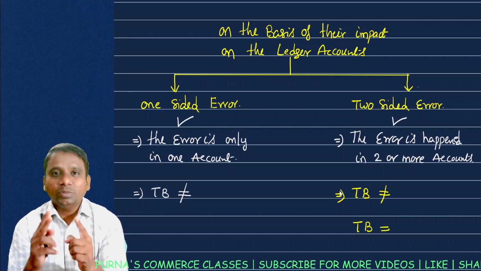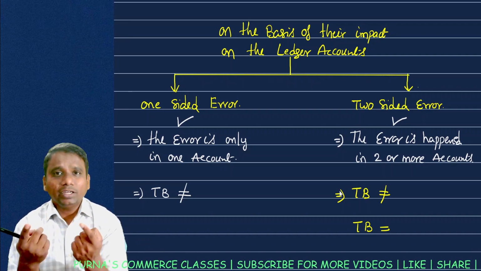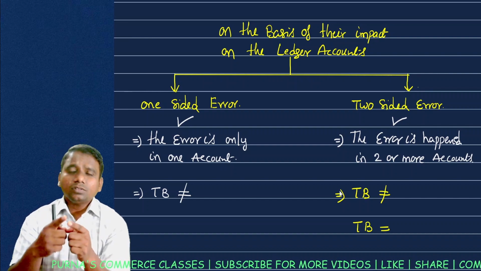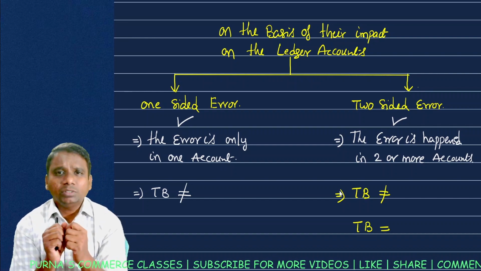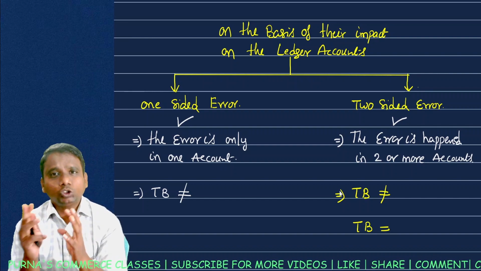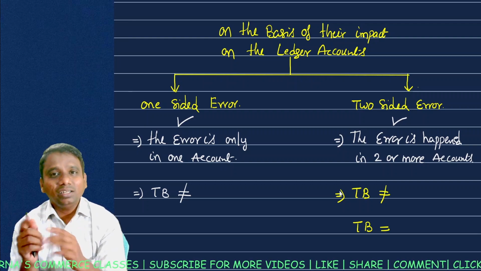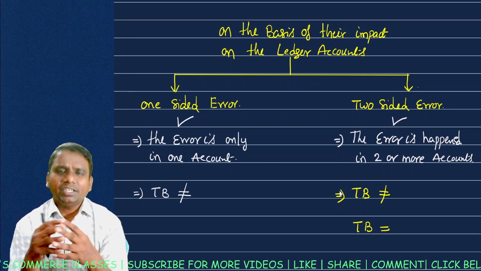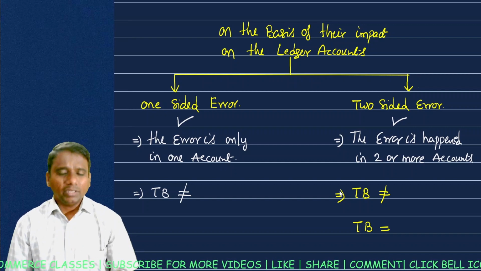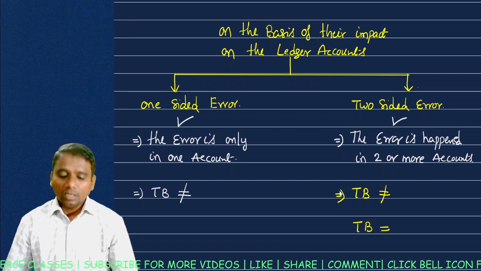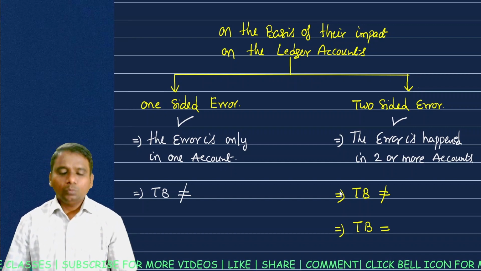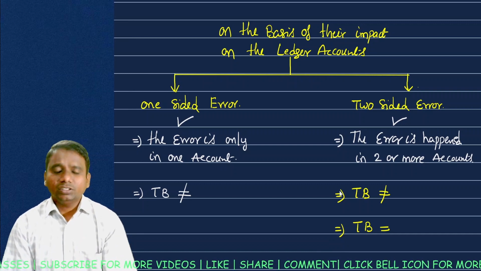See, two-sided compensating errors happen in two accounts at the same time. Error of principle also happens in two accounts. Yes, so this is two-sided error, but the trial balance agreed. In some cases, when the error happened in two accounts, the trial balance may not agree. I hope you understood this type of classification also, students.